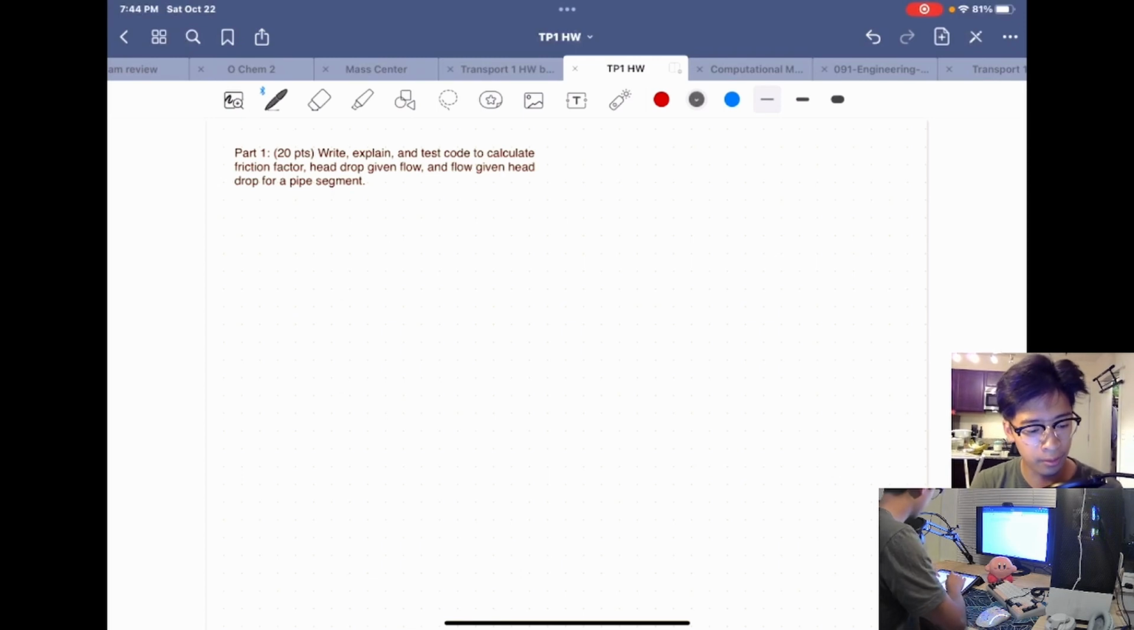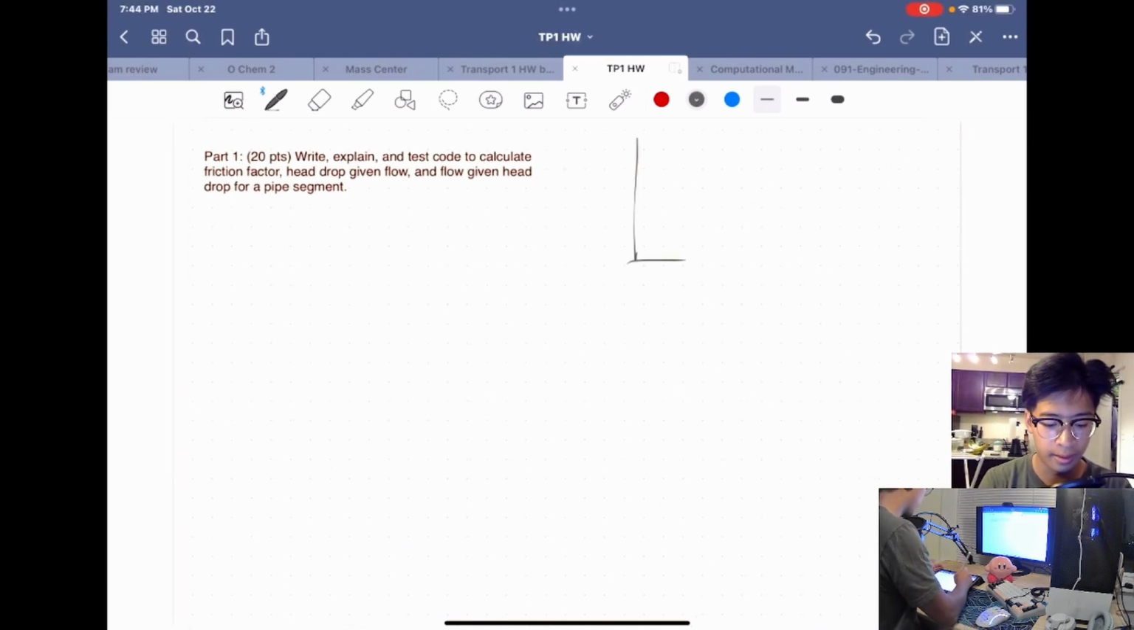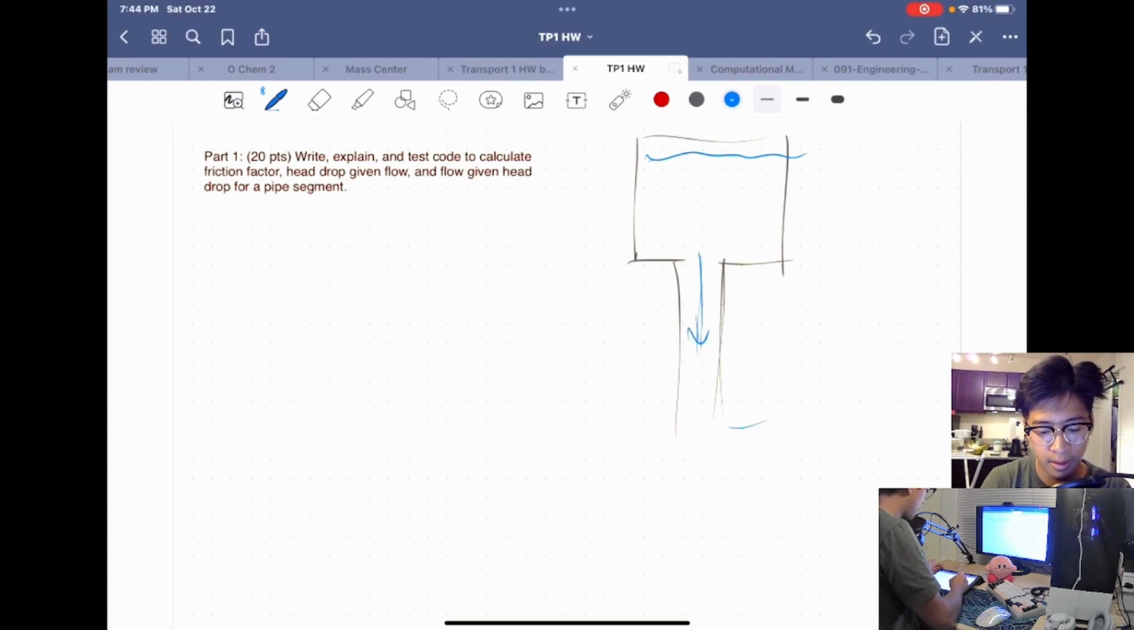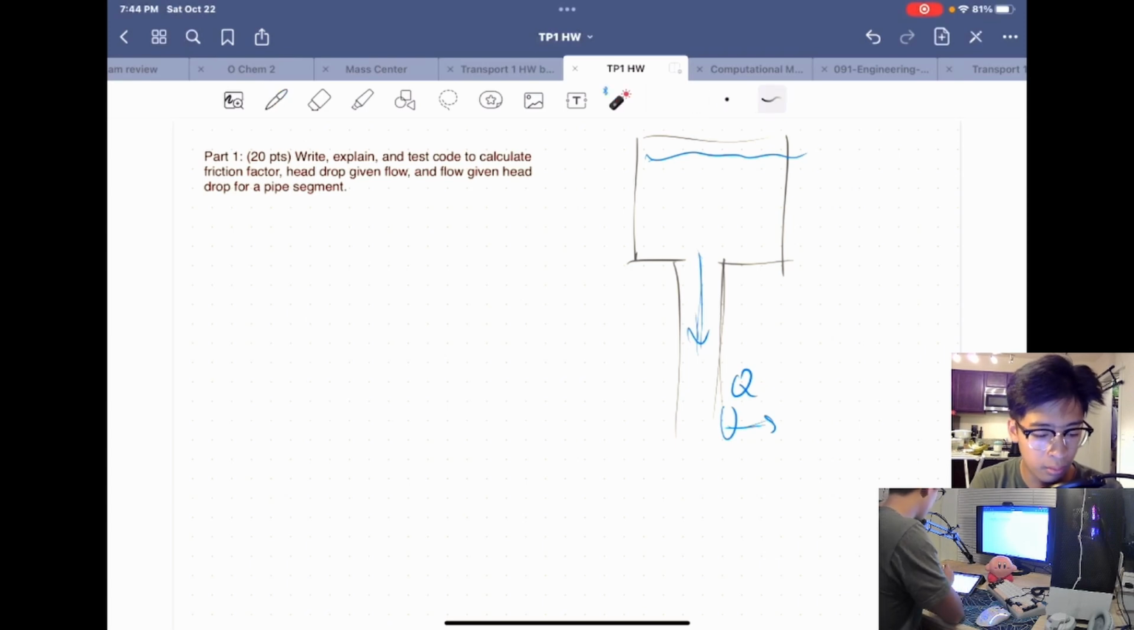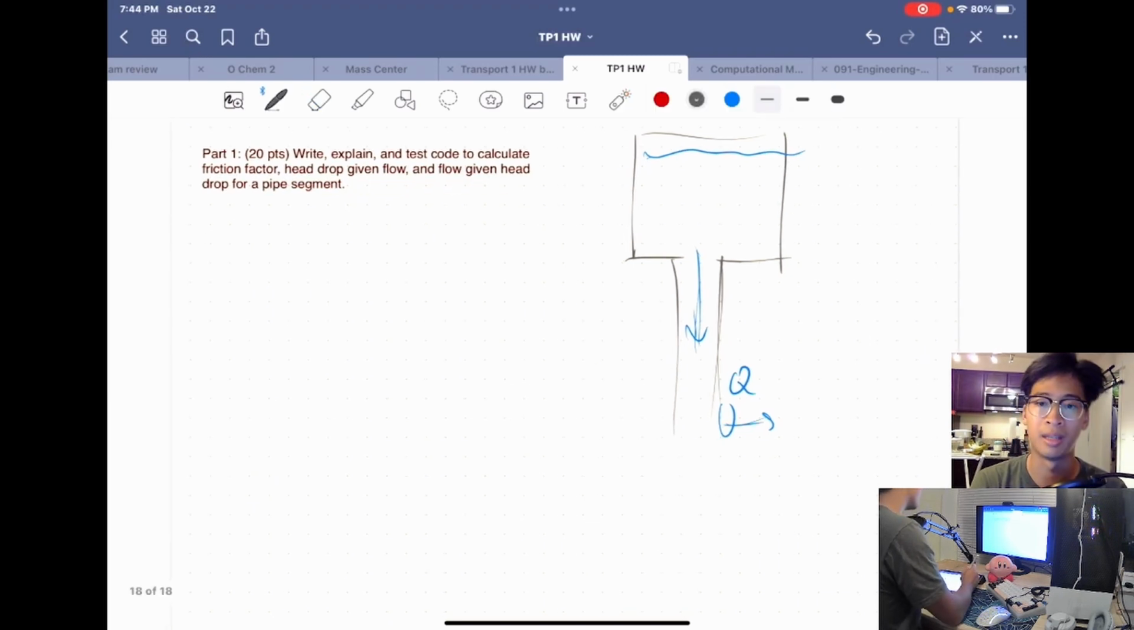In this video, we're going to explore a situation of, let's say, something like a water tower, right? Which has a vertical pipe and water here, and it flows downwards and out towards the city, and it has some flow rate Q out here, okay? And with this situation, we're going to code and find a couple of ways to calculate the friction factor, then head drop given flow, and flow given head drop. And you'll see why the last one is rather complicated.